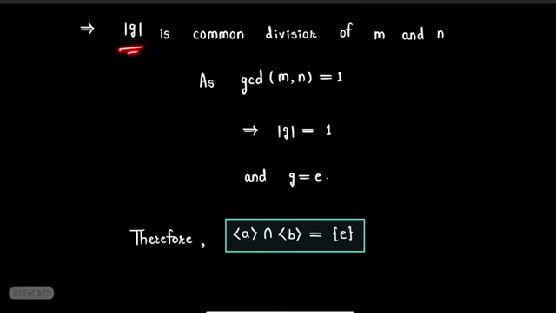Therefore, the order of g is a common divisor of the numbers m and n. But we know that the gcd, the greatest common divisor, of m and n is 1. So we have the order of g equal to 1. Now we know that in any group G, the identity element is the only element whose order is 1. So this element g must be equal to the identity element of group G.